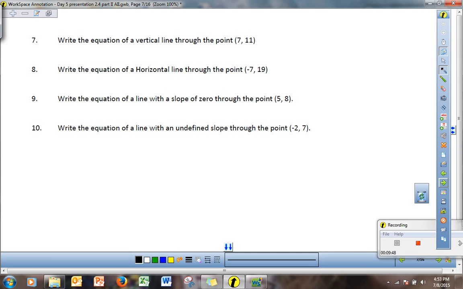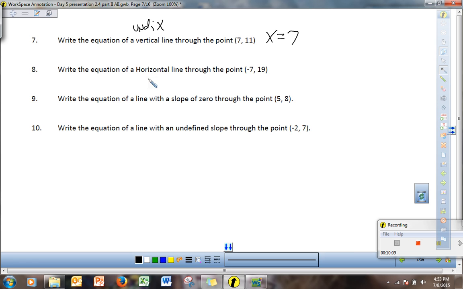Now on the rest of them, guys, we're going to fly through. Number 7, write the equation of a vertical. So stop for a second. As soon as you see vertical, you need to know that the slope is undefined, and it's going to cut the x-axis. Now watch how easy this is. Write the equation of a vertical line through the point 7, 11. My equation is x equal 7. I don't care about the 11. Vertical cuts the x-axis, x equals 7.